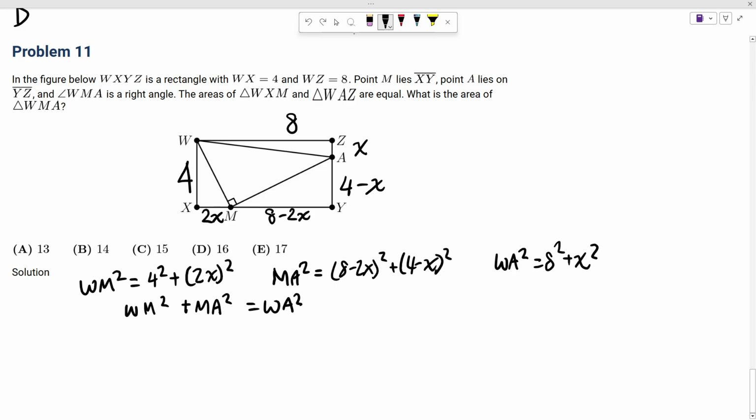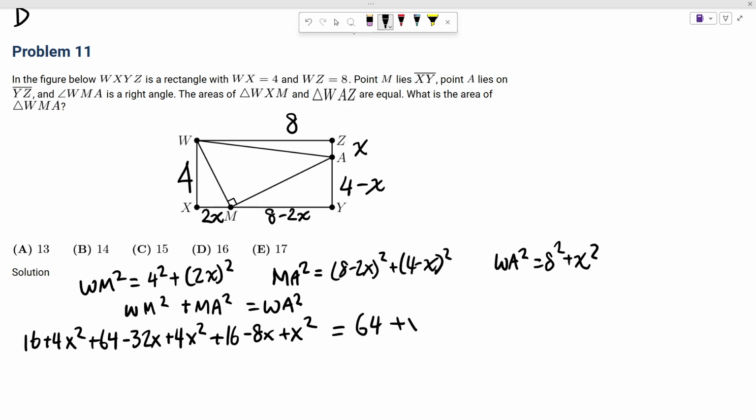So now we can substitute each one of these into the big Pythagorean theorem. Okay, let's expand. WM squared is going to be 16 plus 4x squared. MA squared is going to be 64 minus 32x plus 4x squared, plus 16 minus 8x plus x squared, is equal to WA squared, which is 64 plus x squared.